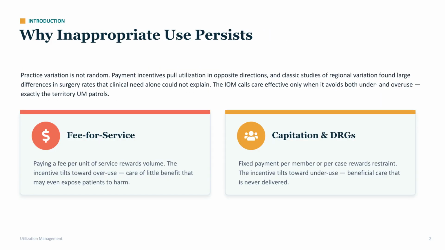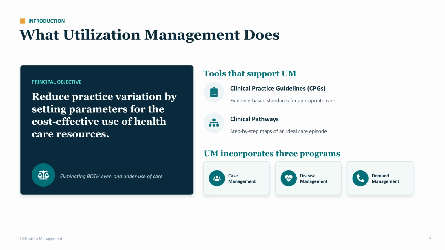Practice variation persists because payment incentives pull utilization in opposite directions. Fee-for-service models often encourage overuse, while capitated payments may tilt toward underuse. These imbalances create the need for an oversight function. The principal objective of utilization management is to reduce practice variation.